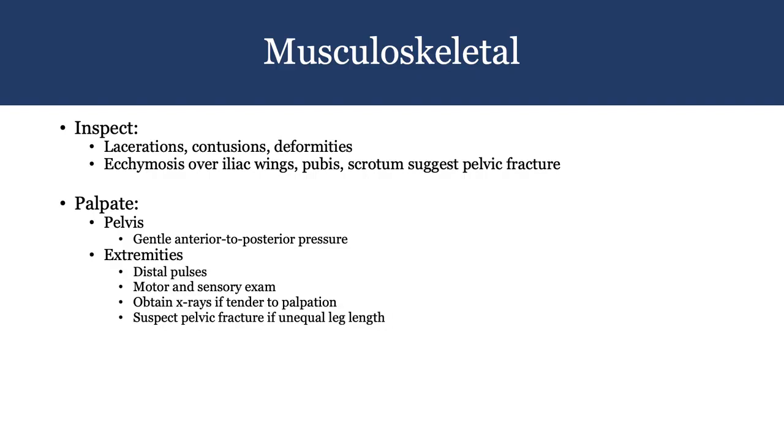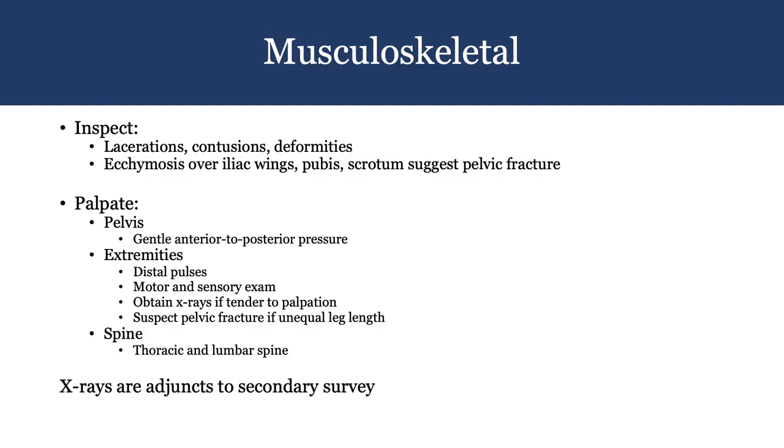For the extremities, look out for distal pulses, and look out for motor and sensory exams in these extremities. Obtain X-rays of the long bones if there is tenderness on palpation, and suspect pelvic fracture in the event that you have unequal leg length. Palpate along the spine, the thoracic and lumbar spine, to look for any obvious deformities that could point to transections of the spine. X-rays are adjuncts to the secondary survey in assessment of the musculoskeletal system.